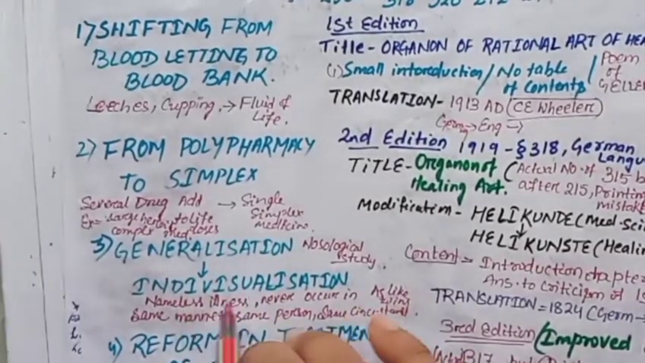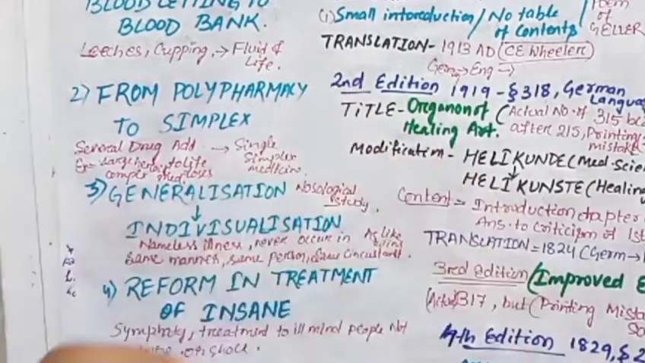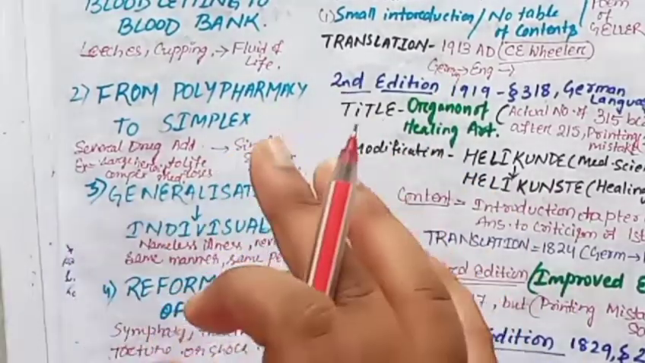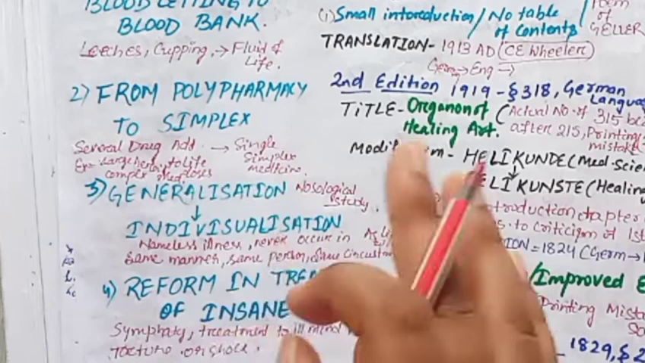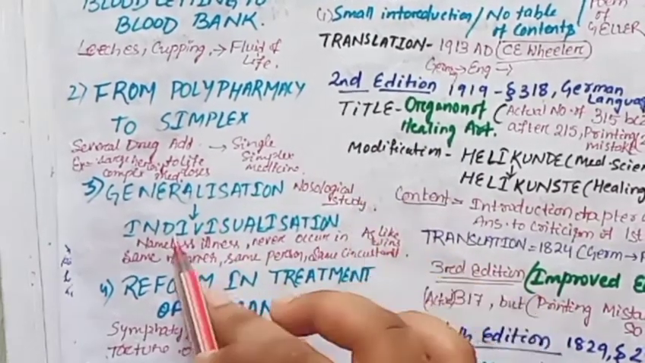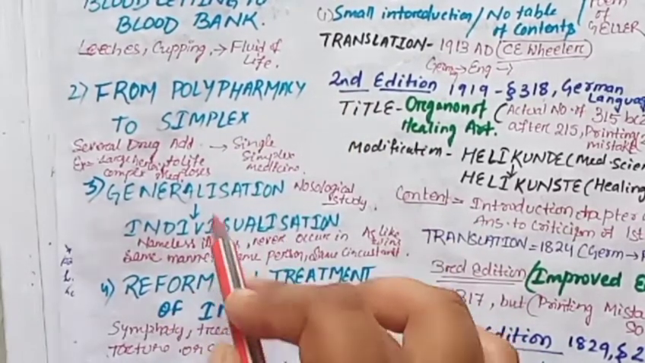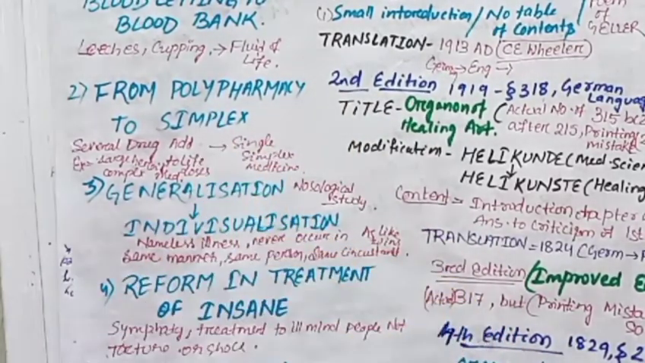Then generalization to individualization. Under generalization, they give the same medicine for the same symptom to all people, as studied in the nosological theory. But Dr. Hahnemann emphasized individualization. So these things he also contributed towards medical society.